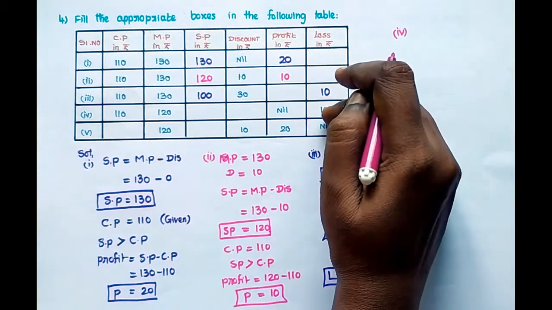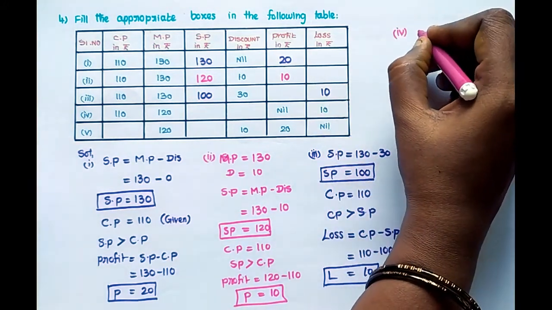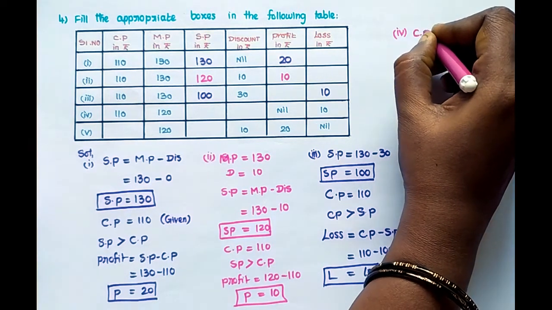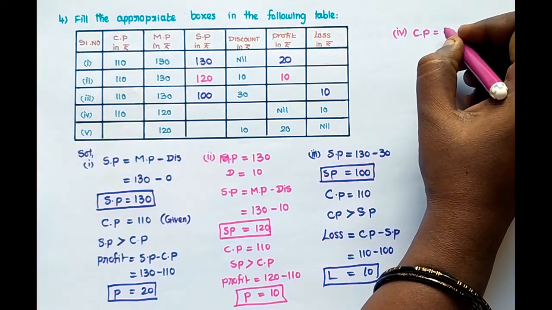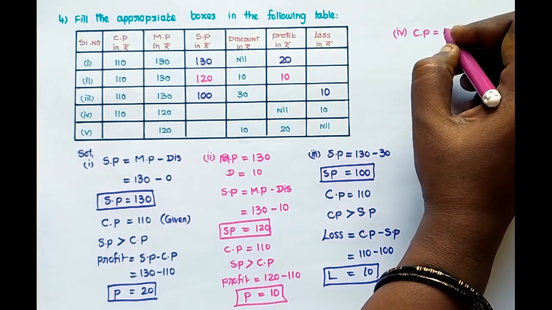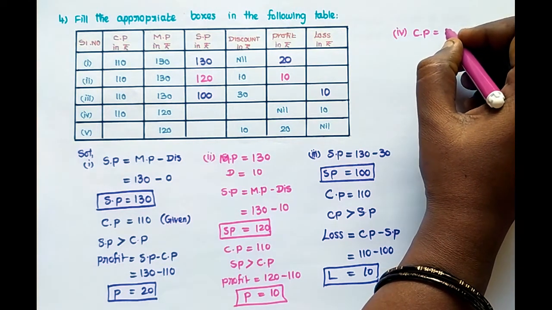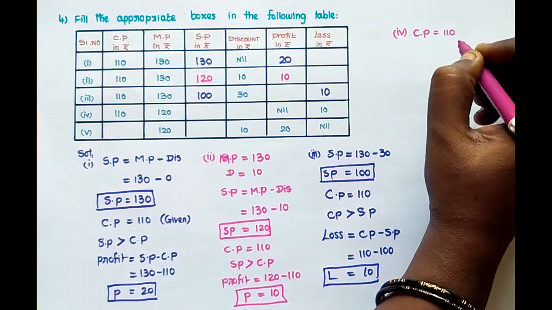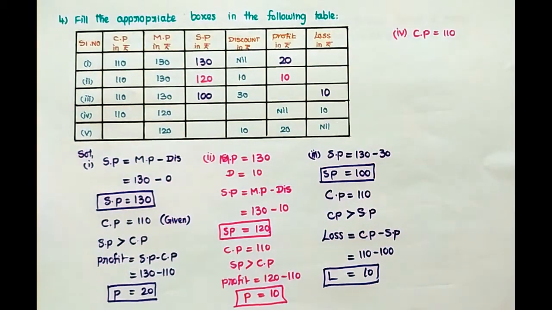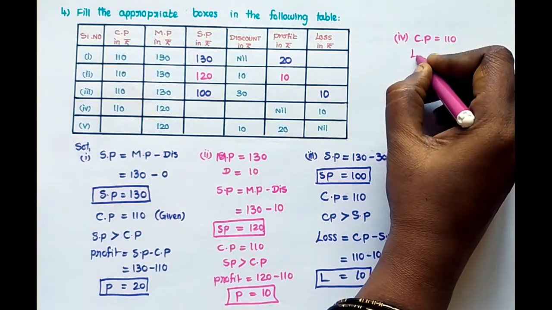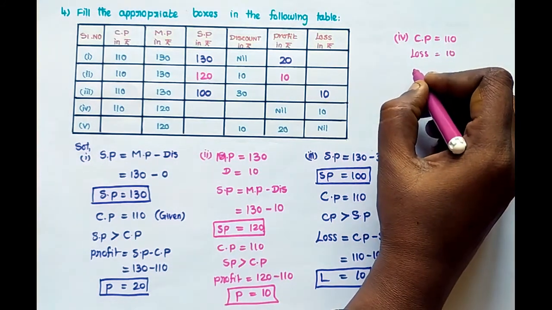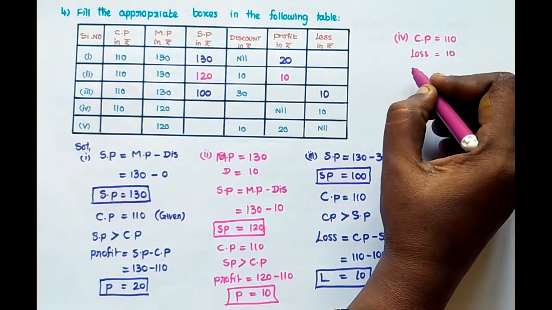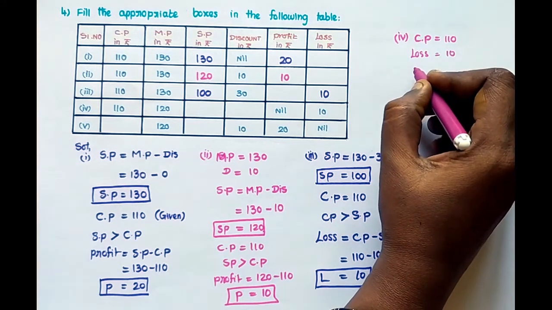And they given loss also. So cost price equal to rupees 110. Loss, they given loss also, that is 10 rupees. So from that we have to find out selling price.